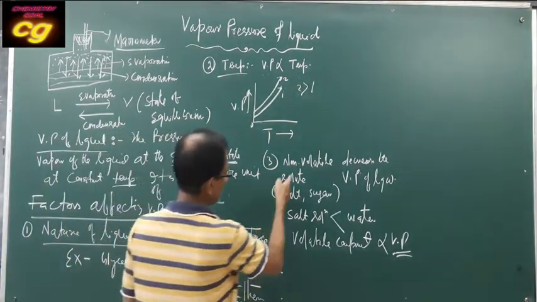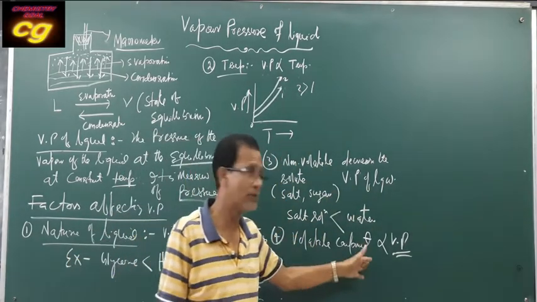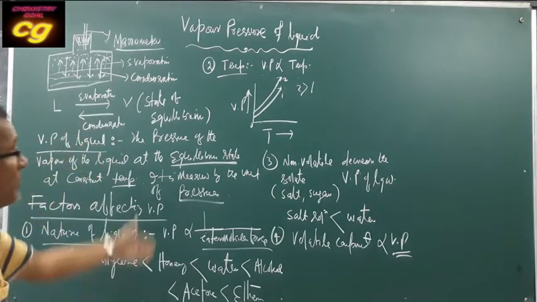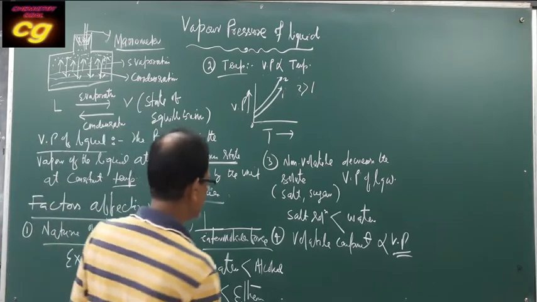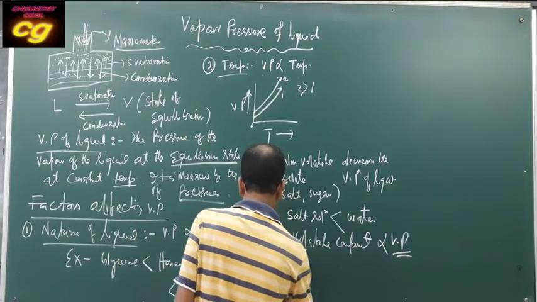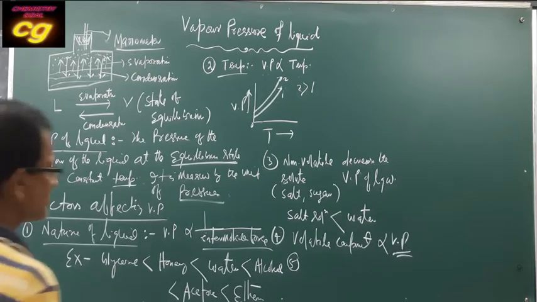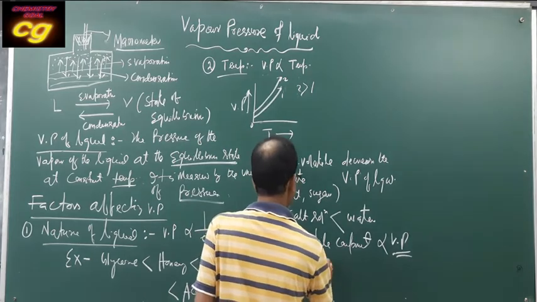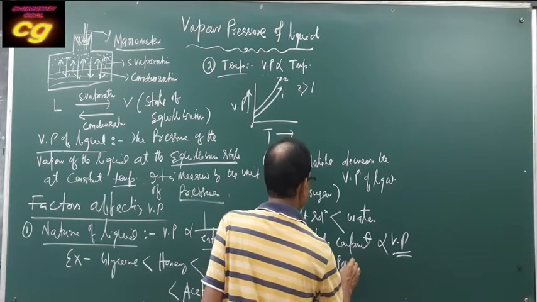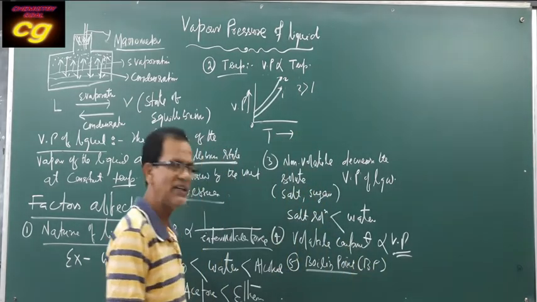So this is some important thing. Non-volatile solute decreases vapor pressure, volatile component increases vapor pressure, temperature increases vapor pressure, and it depends on the nature of the liquid. Then another very important thing is boiling point.